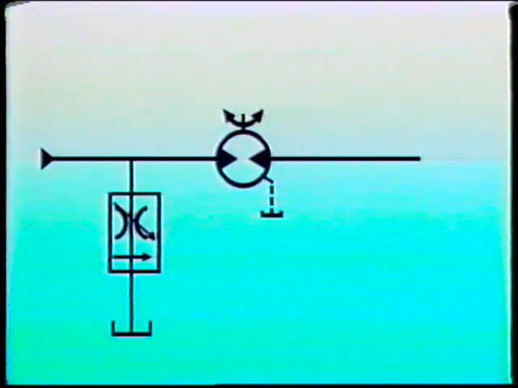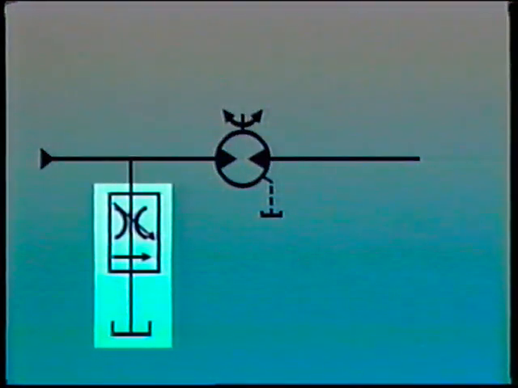Bleed off circuits do not provide accurate speed control for motors because they do not really control flow into or out of the motor. Instead, they only control the flow to tank. As a result, any leakage from the system or leakage from the motor remains uncontrolled and will affect the speed of the motor. Meter-in circuits do not work well for similar reasons.